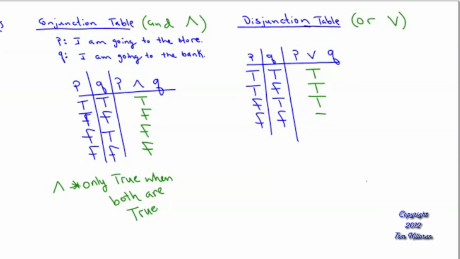I went to neither: false. So, again, this is the base truth table for or, but I highly suggest you don't memorize it. Is there anything fancy going on here that I could talk about? You only tell a lie if you did neither. So, or is only false when both are false.